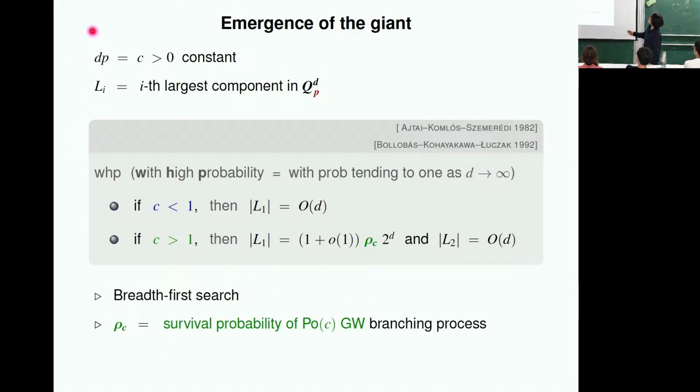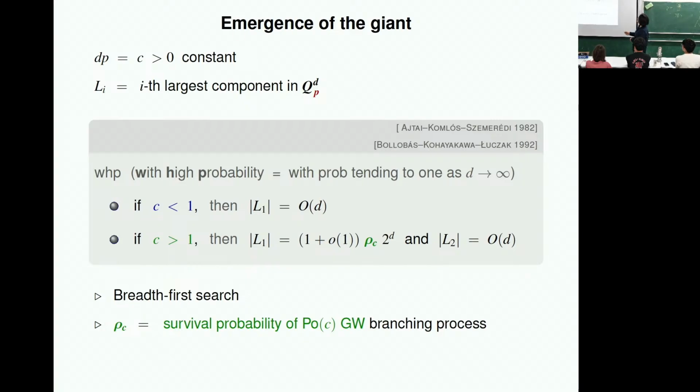So let's say d times p. What is d times p? For each vertex, how many edges will I see on average? Because it was independent, I have d potential neighbors, each with success probability p, therefore d times p will be the expected degree of a random vertex. So the expected degree is now, let's say, a constant c, and let L_i be the ith largest component. First, second, third, and so on. Then what they prove is the following.